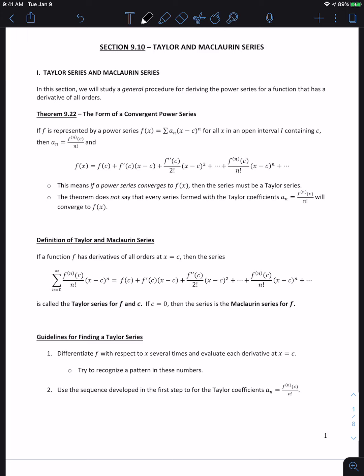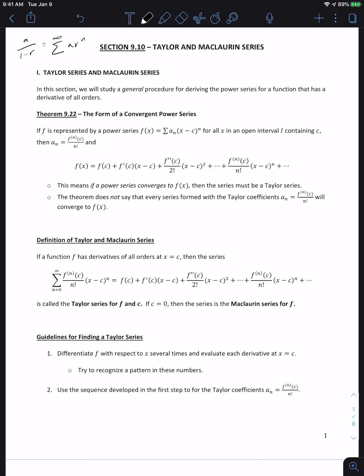Hello everyone, in this video we'll be looking at section 9.10, which is Taylor and Maclaurin series. So in the previous section, what did we look at? We said if we could rewrite a function so that it looked like a over 1 minus r, then we could use the geometric series formula to rewrite it as a r to the n, and therefore we could rewrite that function as a series, right?